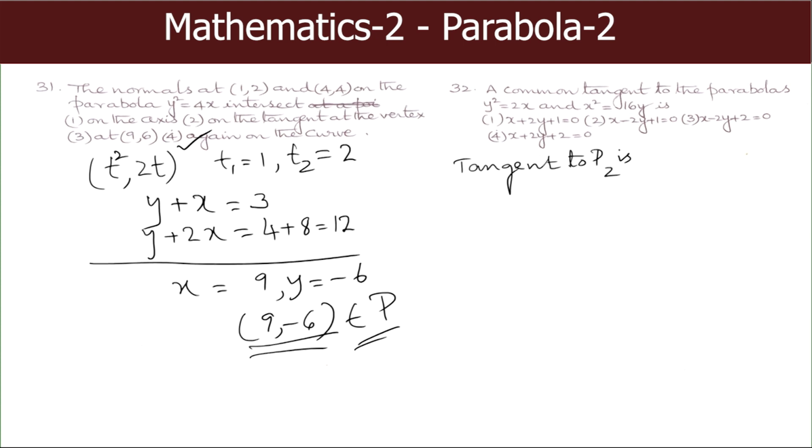Normally, the equation of the tangent to the parabola in the standard equation is x minus ty plus at square equal to 0. Here the roles of x and y are interchanged. So, y minus tx plus a, which means 4t square, equal to 0, or y equal to tx minus 4t square. Now, this is the tangent to the parabola y square equal to 2x.